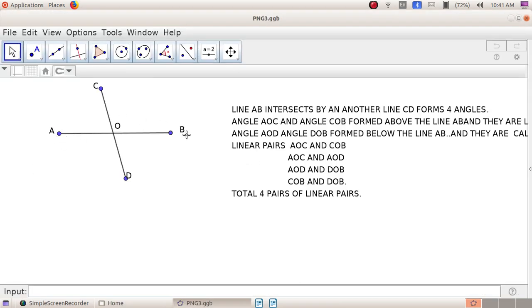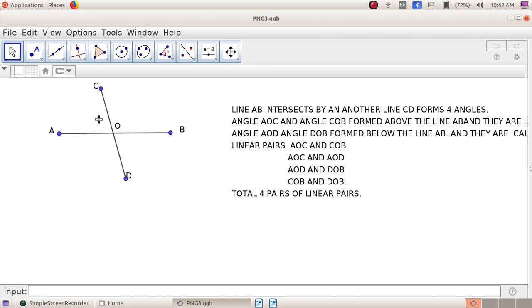Look, line AB is intersected by another line CD, and these two lines meet at the point O. So how many angles are forming here? 1, 2, 3, 4 angles. So when a line intersects another line or crosses another line, we get four angles. And see the names of the angles: angle AOC, angle COB, then angle AOD, then DOB.